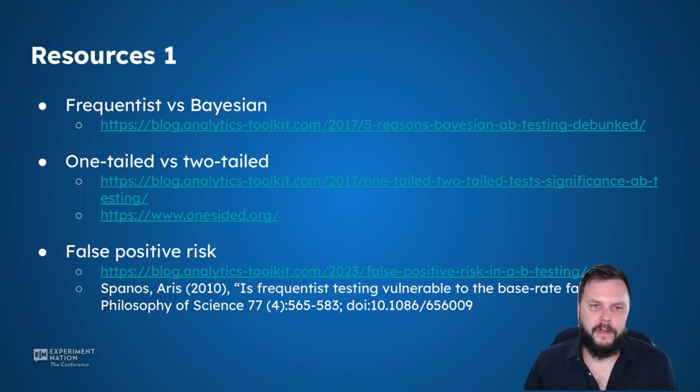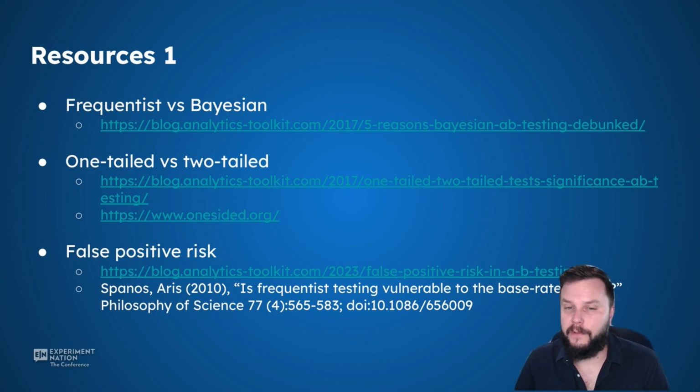Specifically, there's a couple of articles here. So one about frequentist versus Bayesian. There's actually a few articles in this series that all kind of touch on different aspects of this debate. I recommend at least checking out the one here, and if you're interested, keep looking at the other ones. There's also one for one-tailed tests versus two-tailed tests, and actually the author, Georgi Georgiev, has dedicated an entire website to this whole question. It's called onesided.org, and so that's another pretty good collection of articles on that topic.